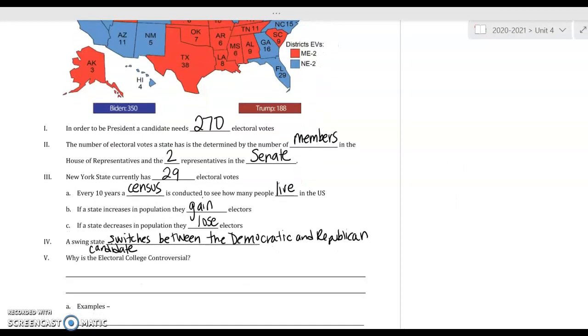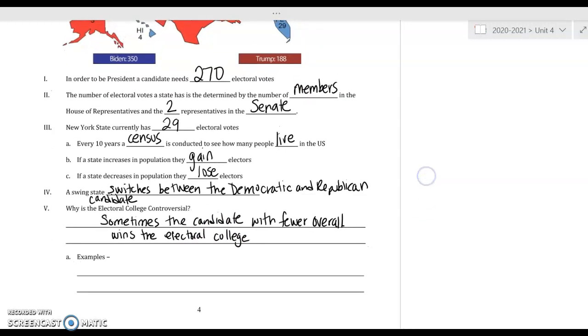The Electoral College can be kind of controversial because sometimes the person with the most votes doesn't actually win. So the candidate that gets the most total votes might not get the most votes in the Electoral College, and it's the Electoral College, not the total votes, that determines who's president. So sometimes the candidate with fewer overall votes wins the Electoral College. This has happened more frequently in more recent elections.